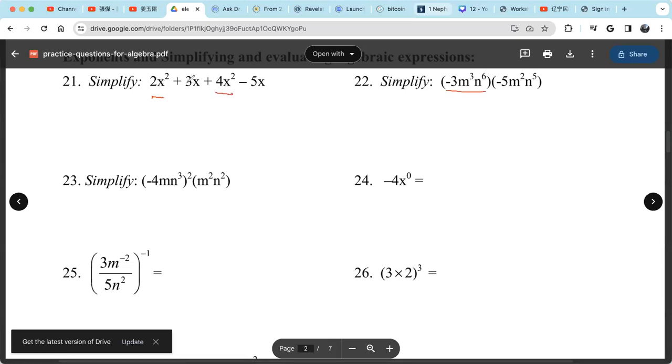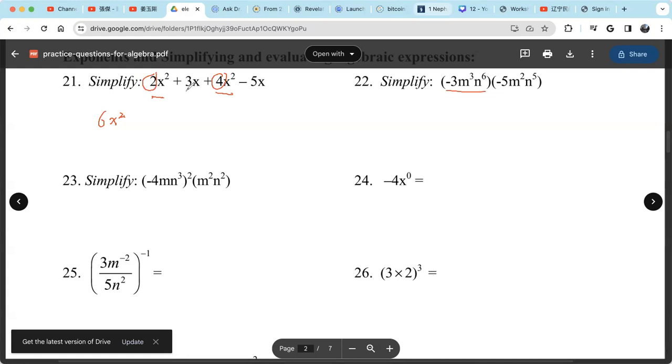So 2x squared and 4x squared, the variables are the same, the exponents are the same, we call them like terms. So combine those like terms by adding their coefficients together. The 2 in front of x squared is the coefficient of x squared. This 4 is the coefficient of this x squared. So when we combine like terms, we keep the variable part and add or subtract the coefficients. So 2 plus 4 is 6, so we get 6x squared.